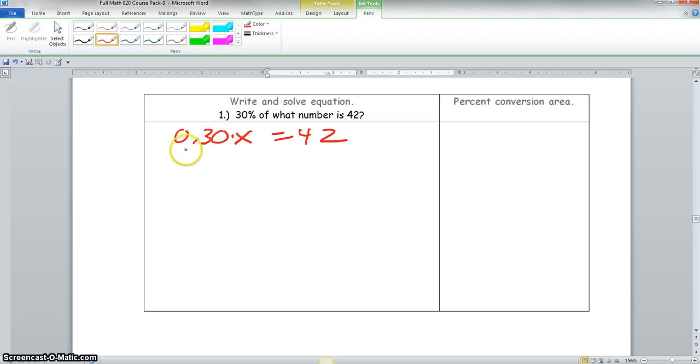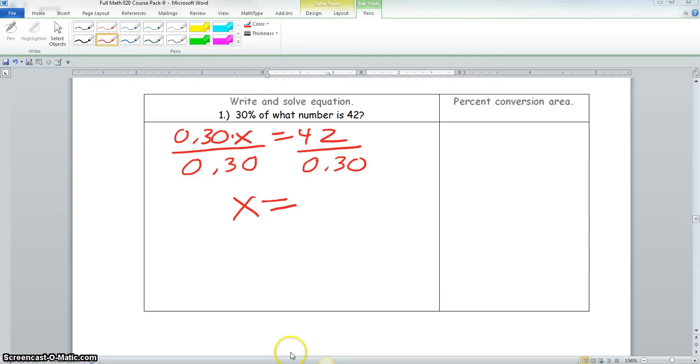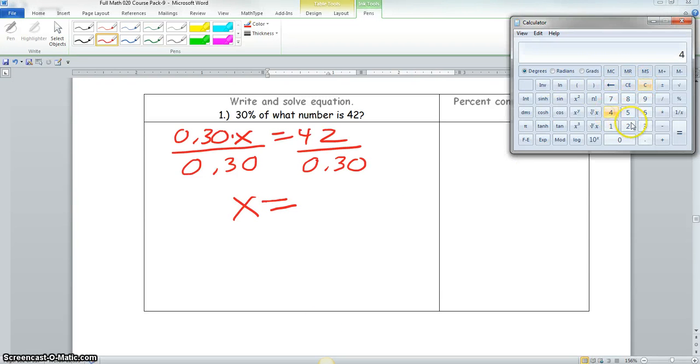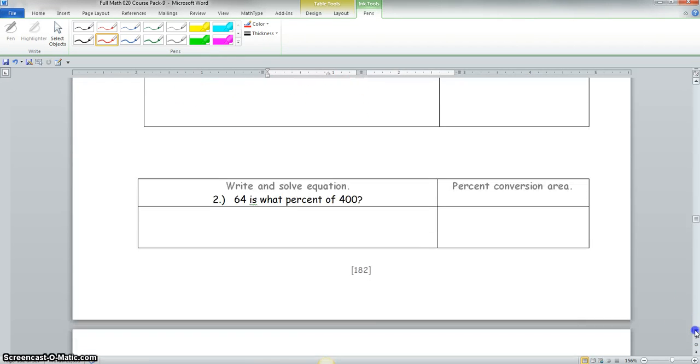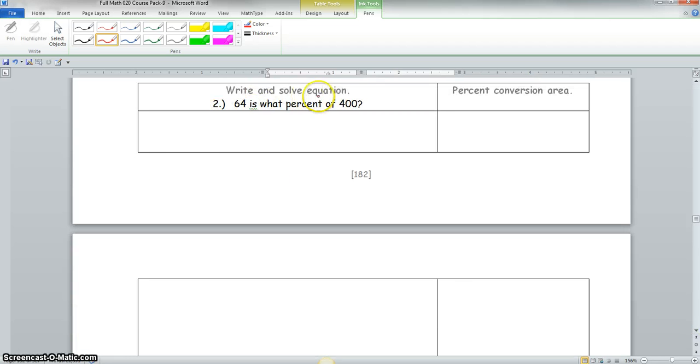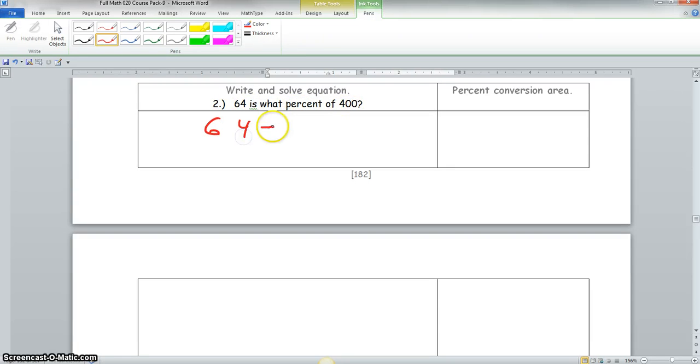So now, we could divide each side by 0.30, because we want to get X by itself. And we have X is equal to, we could take our calculator and take 42 divided by 0.30. So that would give us 140. Now we scroll down to the next box. It says, write and solve the equation. 64 is what percent of 400? So we say 64 is equal to what percent would be X, of its multiplication, for 400.